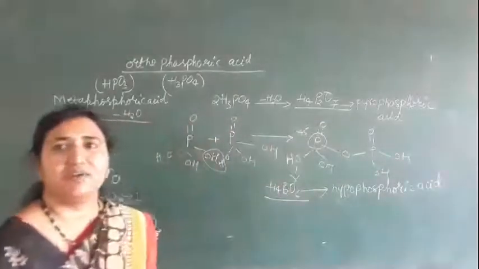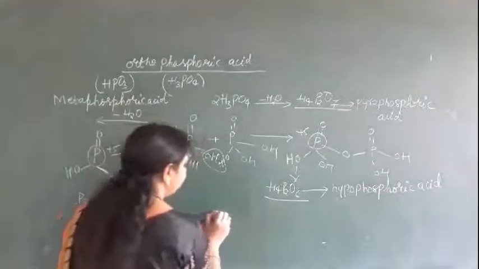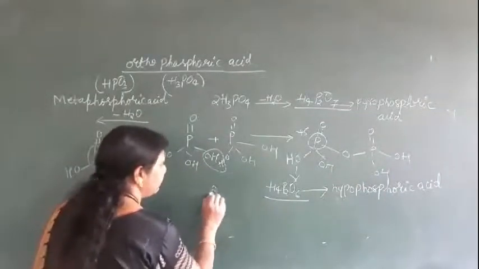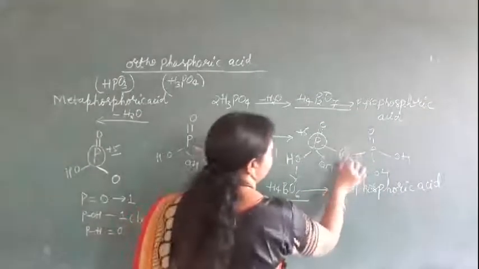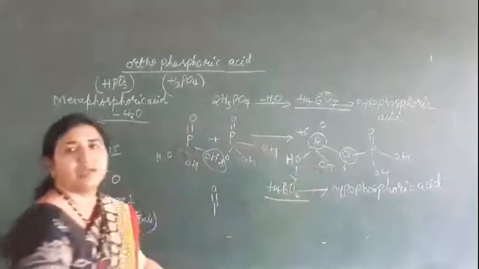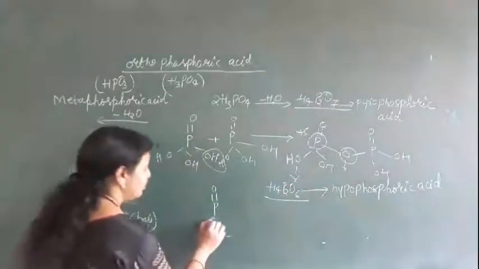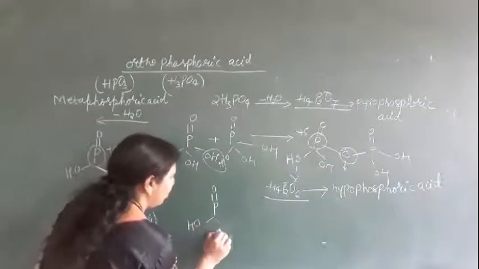Hypophosphoric acid it is. Okay. So hypophosphoric acid, what will the structure be here? This is P double bond O. Which oxygen will you remove? Remove this oxygen from this one. So the structure will be P double bond O, OH.